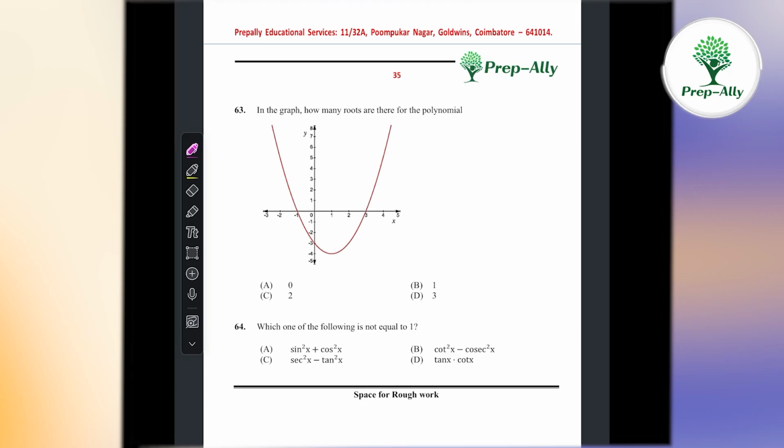In this graph, we're asked how many roots are there for the polynomial. So we can see that the polynomial touches the x-axis at exactly 2 points, and we can also see that it's a parabola. So because it touches in exactly 2 points, we have 2 roots. So it's option C.